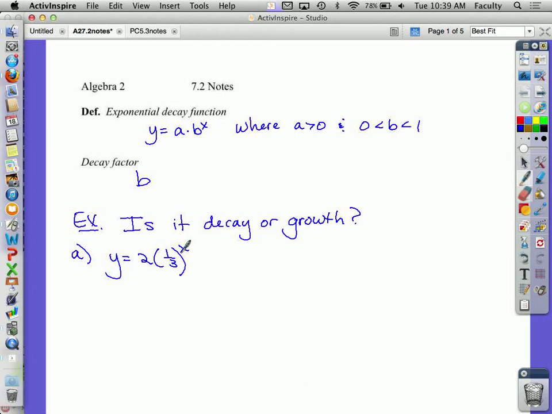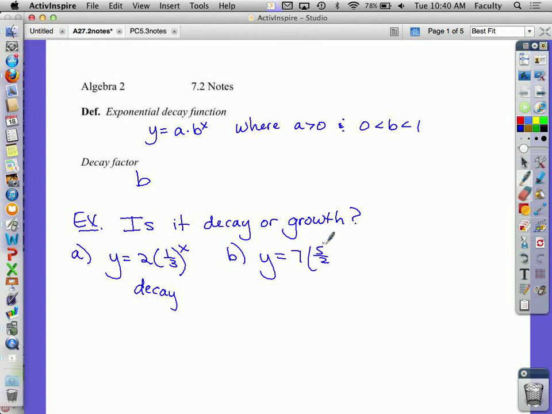It's not growth. Decay. You think it's decay? Okay, yes, it is decay, but do we know why? Yeah, Noah? It's less than 1. Okay, the b value. If b is between 0 and 1, that's what makes it growth or decay. Okay? So let's try another one.